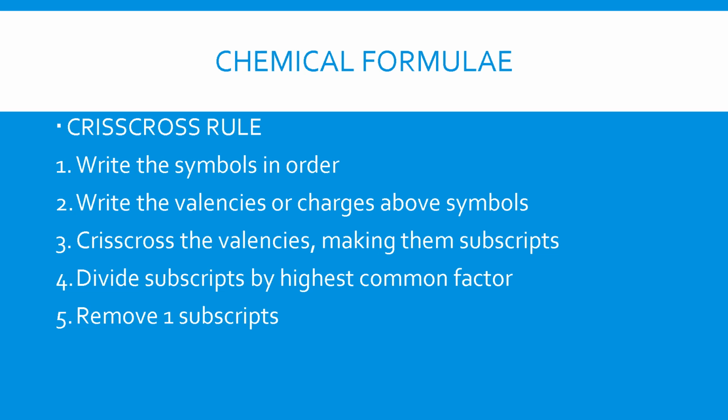Okay, now come back to the rules. First, as I told, write the symbols in order. Second, write the valencies or charges above the symbols. Crisscross the valencies, making them subscripts. Divide the subscripts by the highest common factor. And if a subscript is 1, remove it. No need to write it.